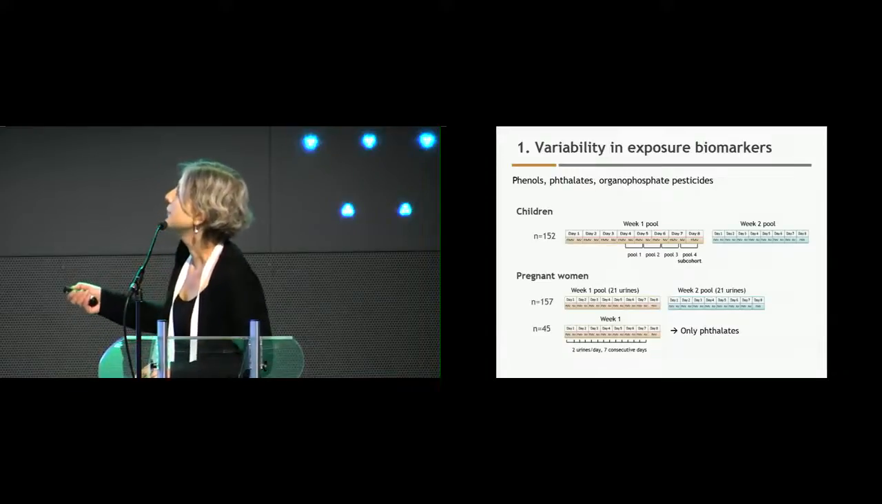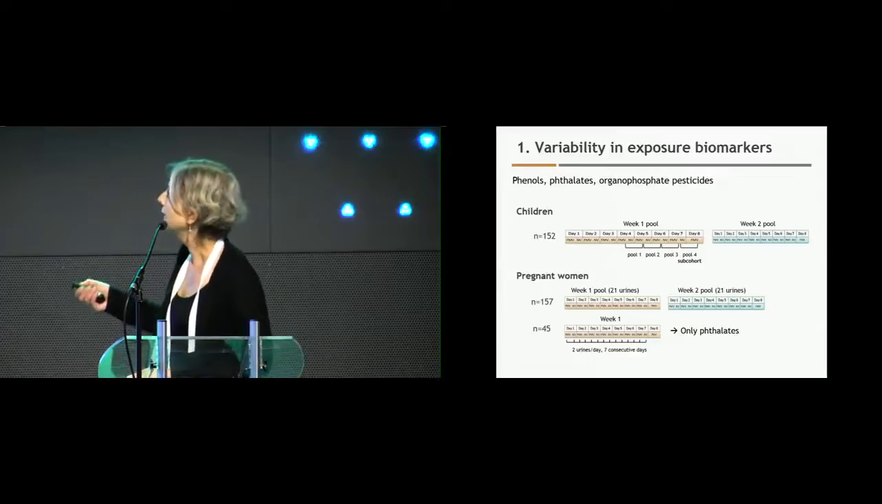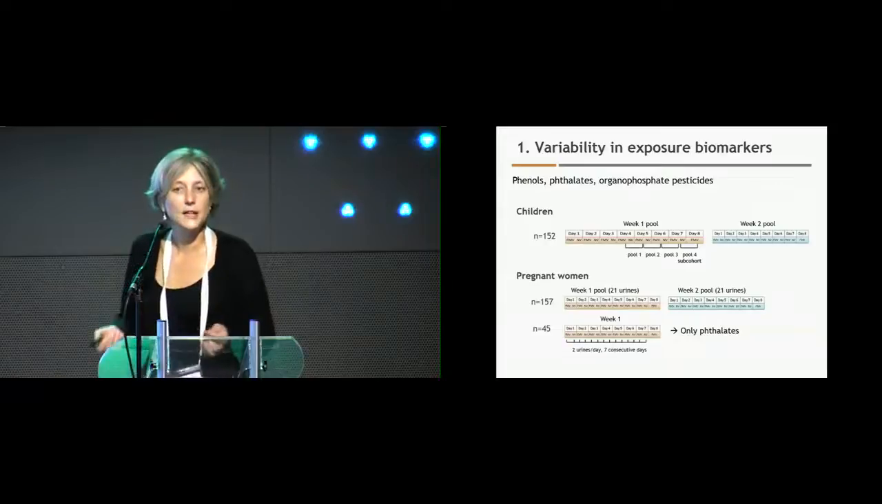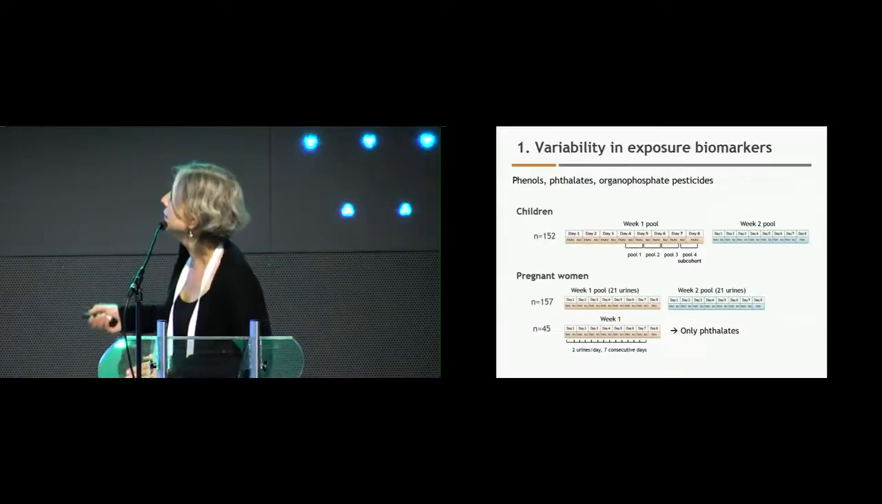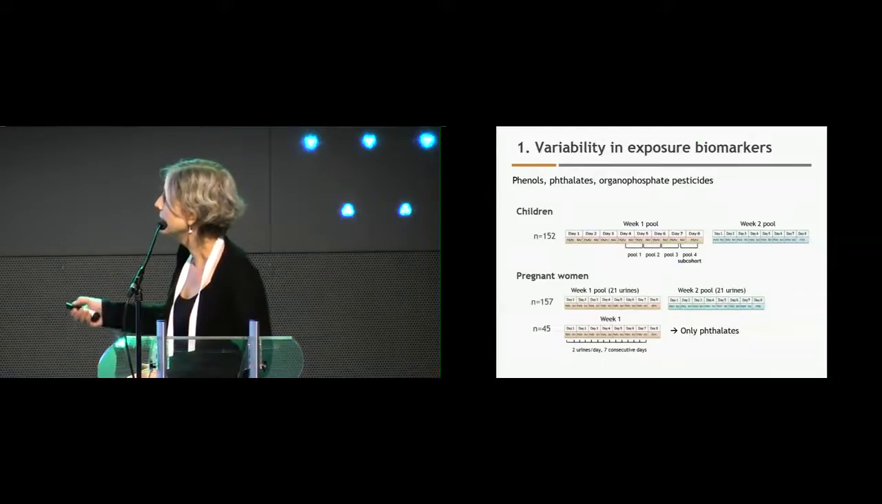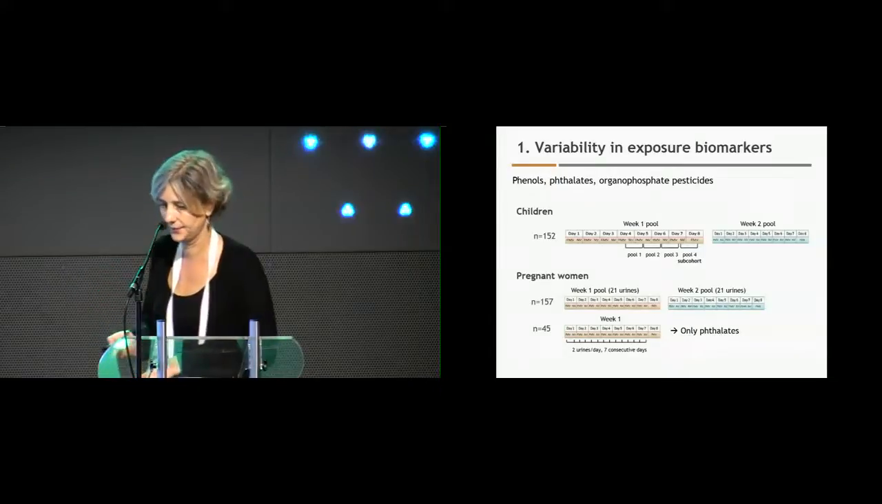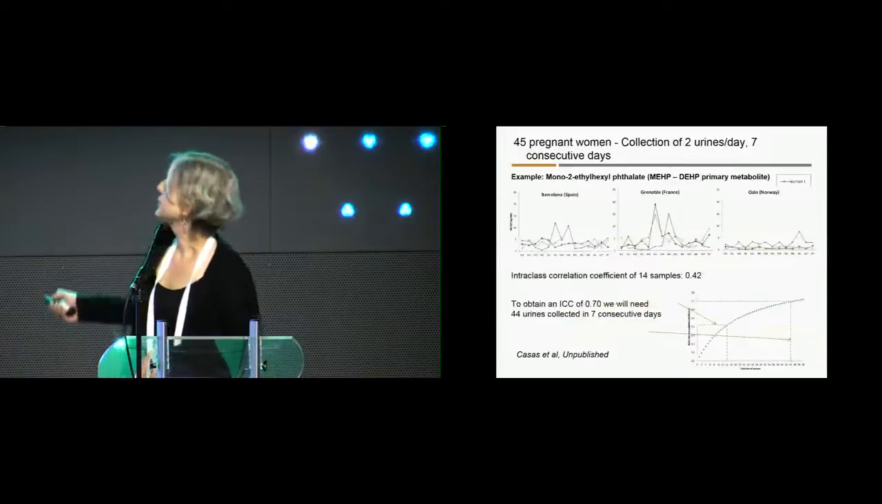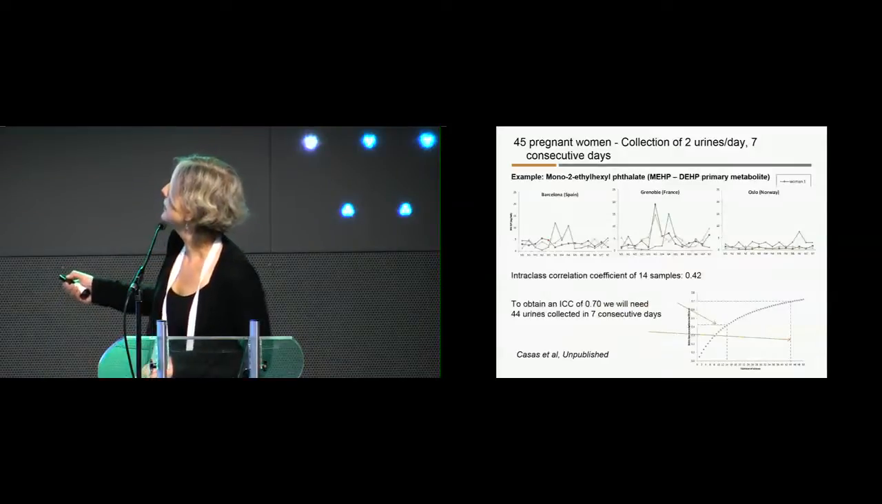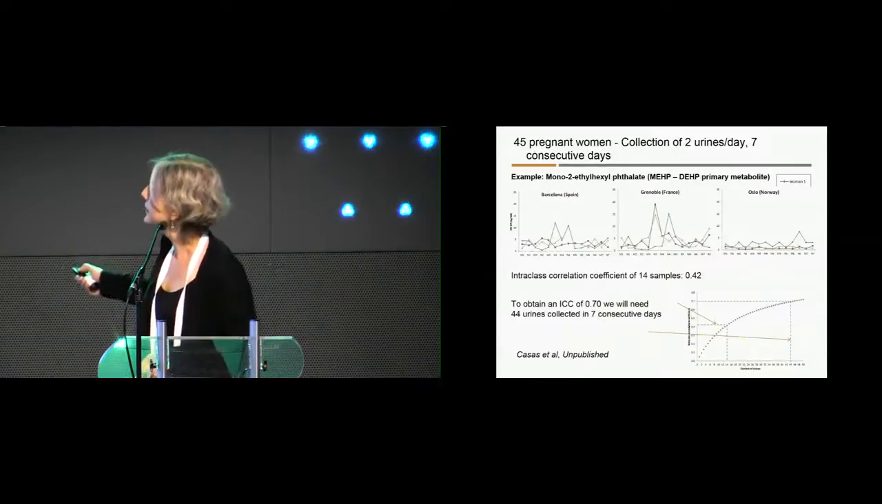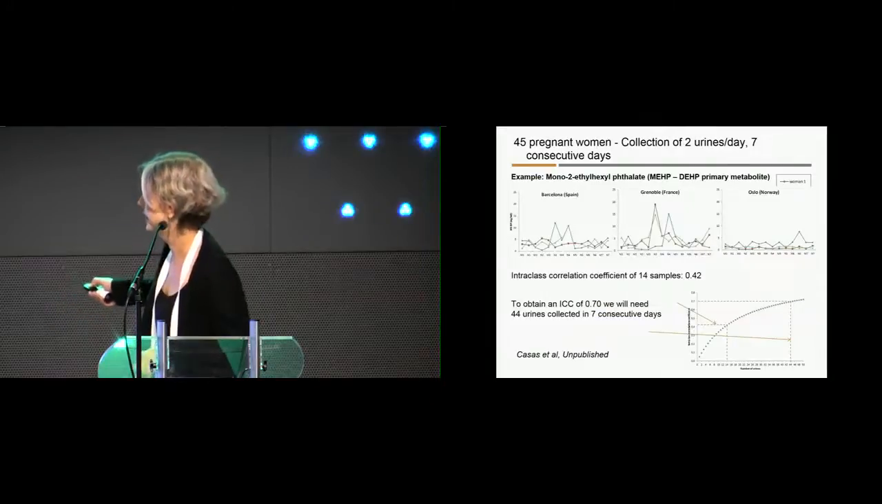So here we focus on the phenols, including BPA, phthalates, and organophosphate pesticides. And we do that using the data that we collected in the panel studies, using the urines of the children, of the pregnant women, where we have daily urines in the morning and in the evening. So we can compare concentrations across 2 different weeks and across days. This is data from the 45 pregnant women where we collected 2 urines per day for 7 days, and this is the type of patterns you see.